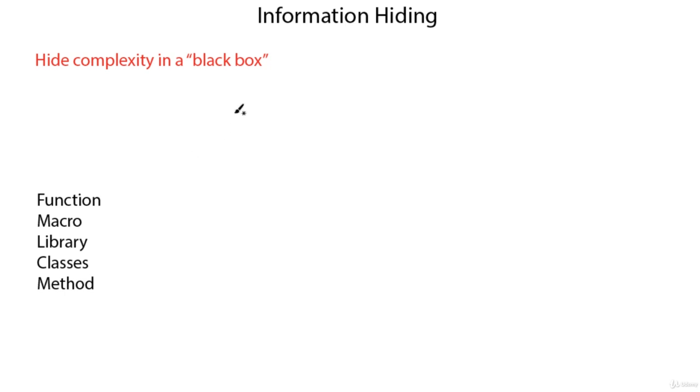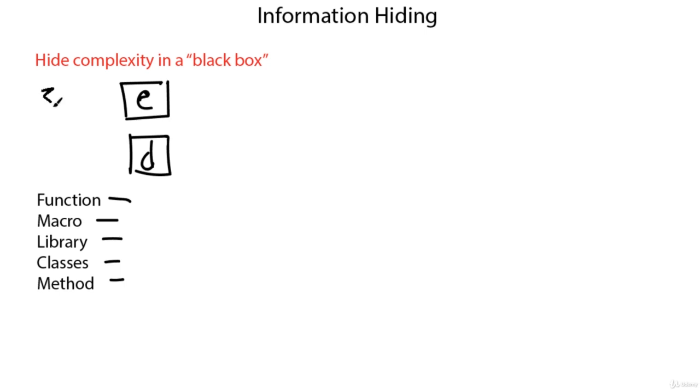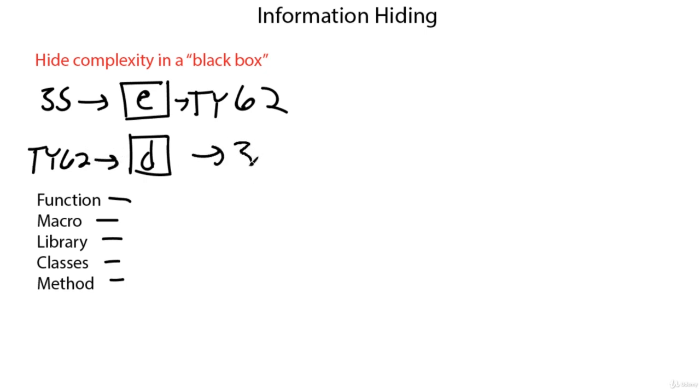So what we're trying to do with information hiding is hide that complexity in a black box. We can do this with things like functions, macros, libraries, classes, and methods. These are all just the technical terms that we use whenever we're programming. But let's say that we have a proper black box right here and another proper black box right here, and what they are is an encryption device and then a decryption device. So if, for example, we put in 35 here and it comes out with, I don't know, TY62, that's the output. And then we take TY62 and put it in the decryptor and it comes out as 35.